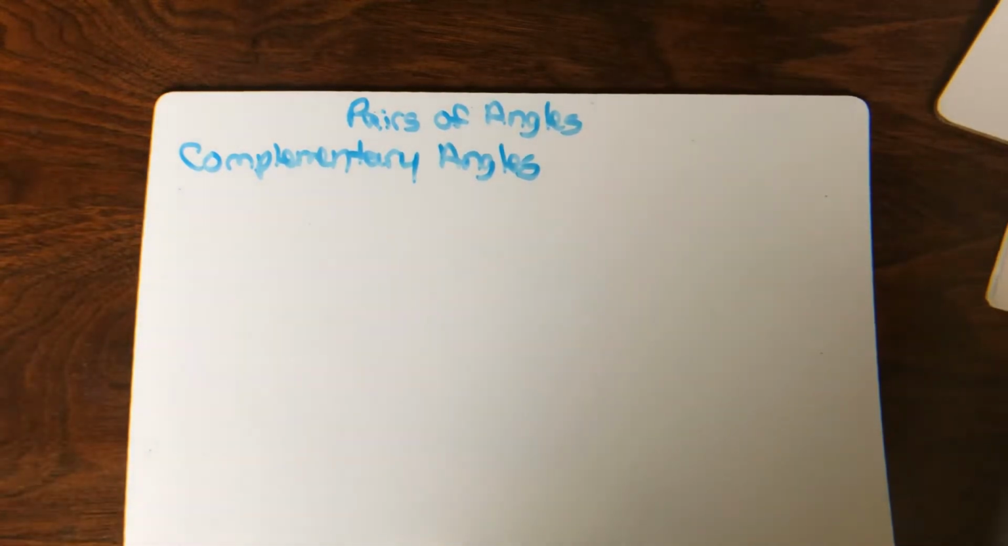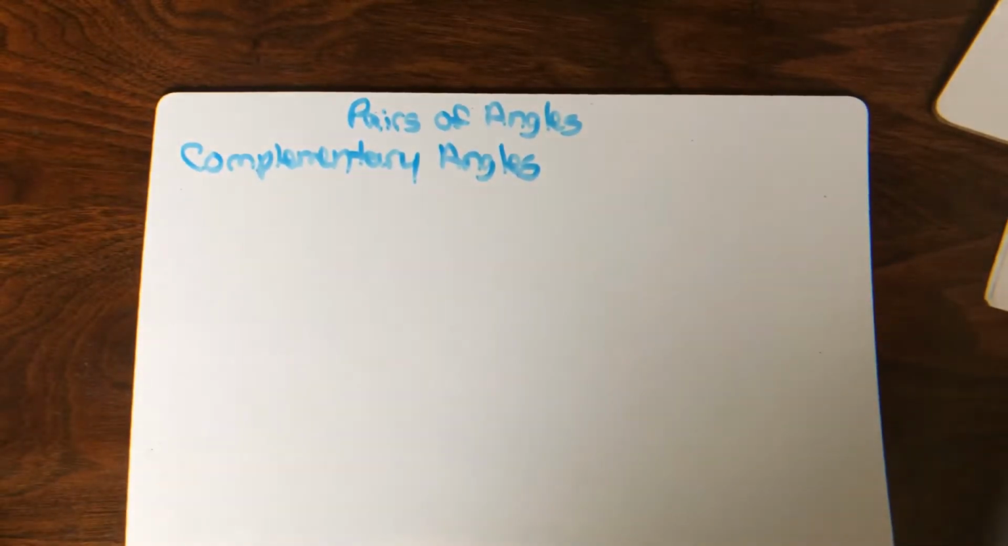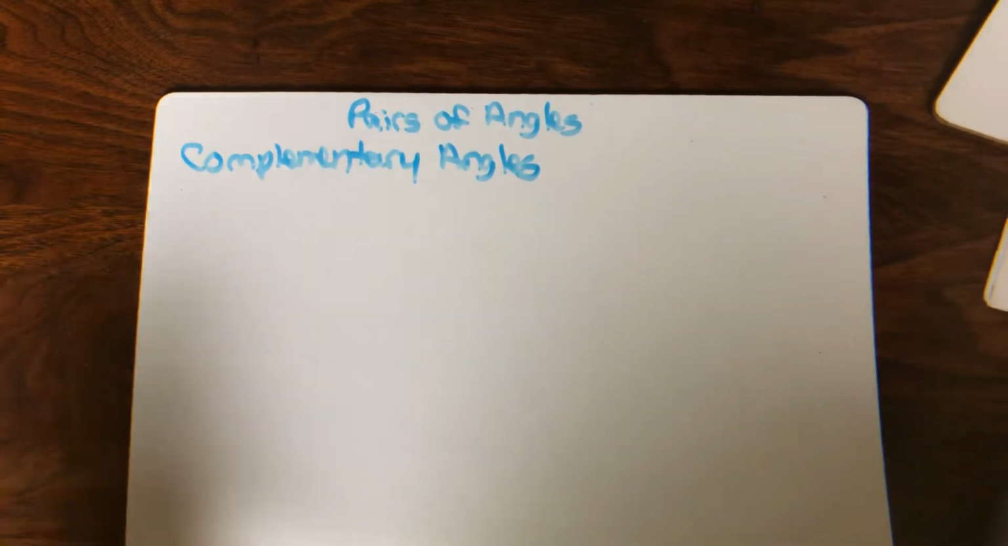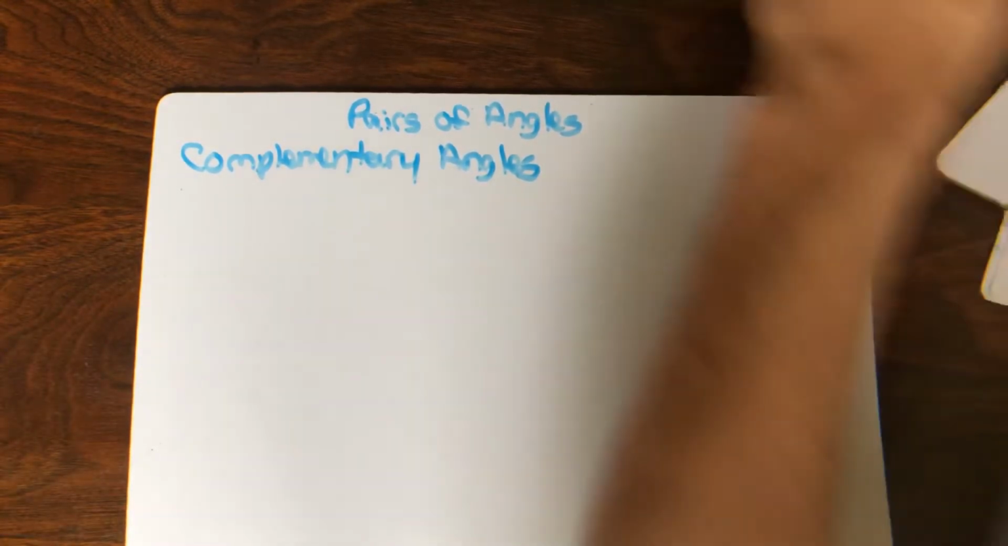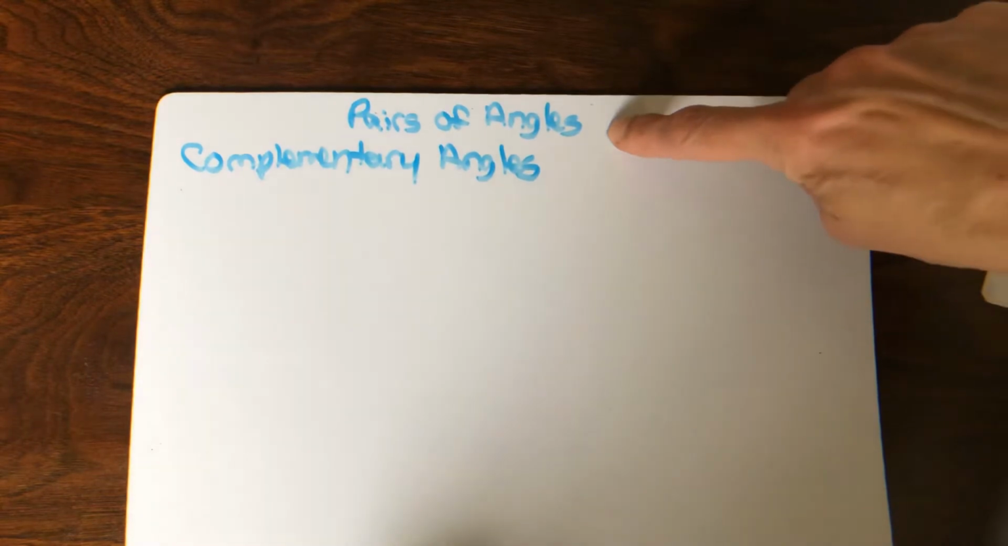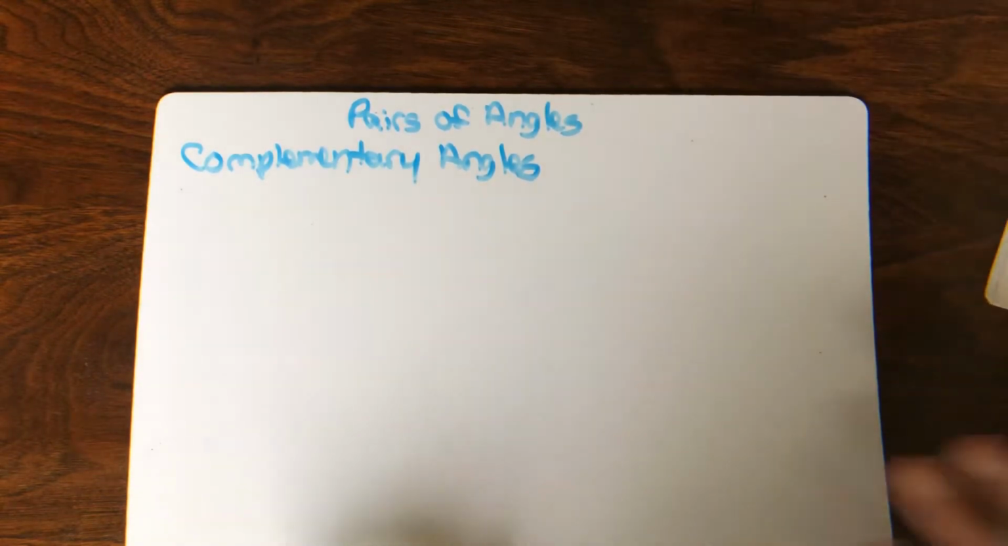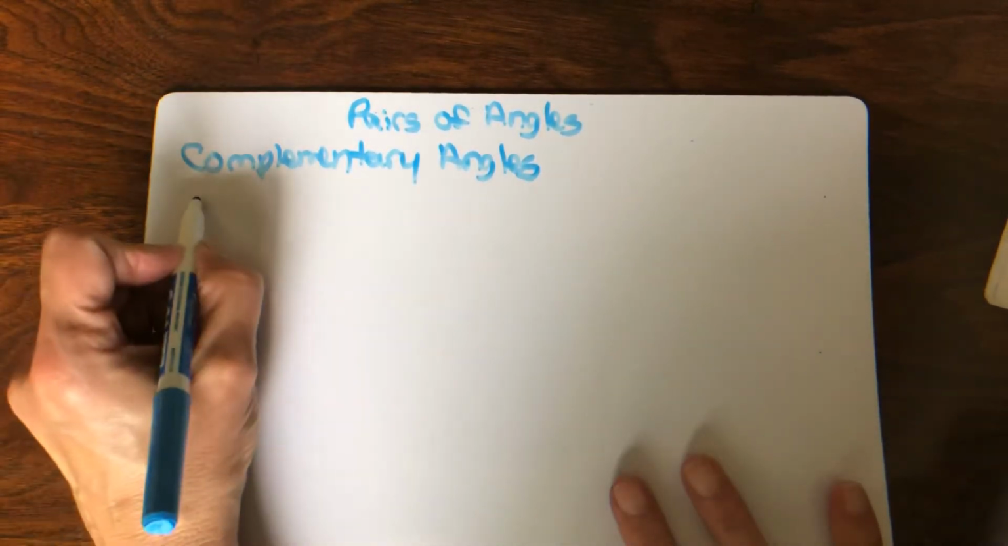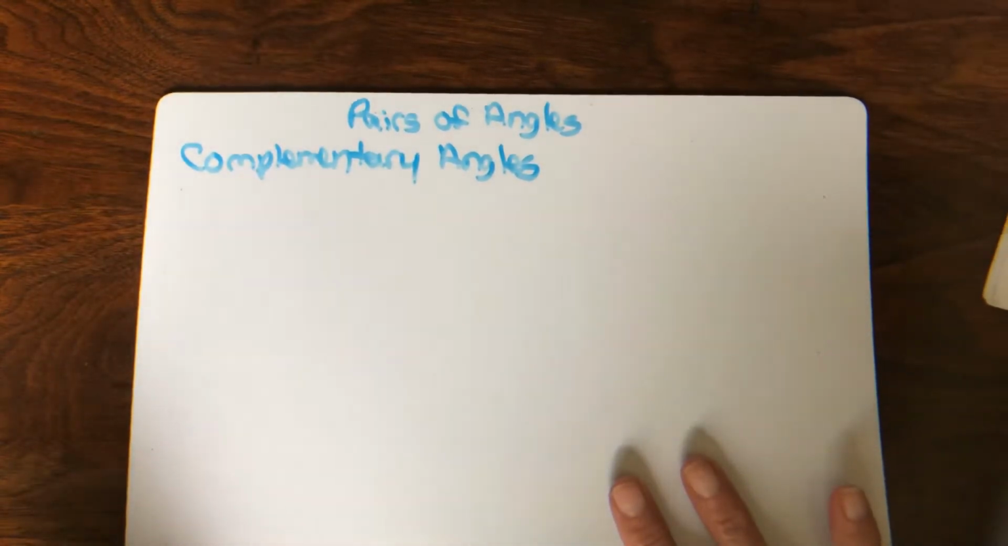Okay guys, this is a video discussing complementary angles, supplementary angles, and vertical angles. And we lump those under the category of pairs of angles. So complementary angles are angles whose sum is 90 degrees.